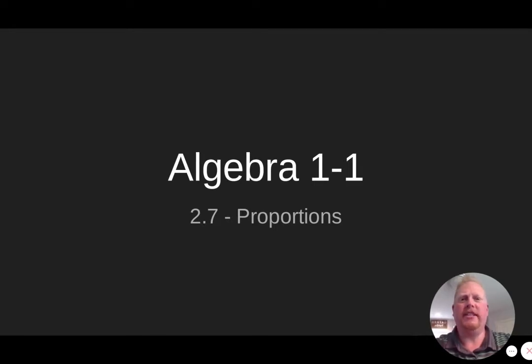So in a previous lesson we talked about what a ratio is, and a ratio is just a comparison of two numbers. Typically we express that as a fraction. When we talk about a proportion, all a proportion is, is a comparison of two ratios. So basically it's one fraction equals another fraction.